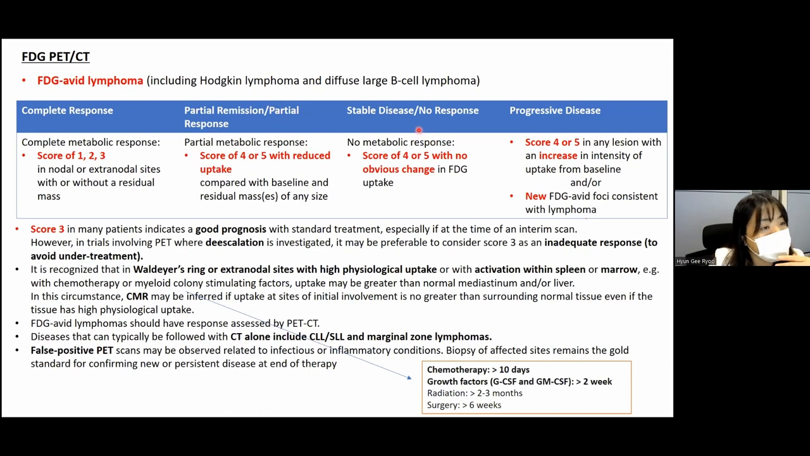And for the patients who have a Deauville score 4 or 5, and no obvious change in FDG PET uptake, we can say that this patient has a stable disease. And for the patients who have a score 4 or 5 and who have an increase of intensity of the lymphoma lesion, or if the patients have a new FDG avid lesion, then we can say that this patient has a progressive disease. So based on the Deauville score after the treatment, we can assess the treatment response based on the FDG PET findings.